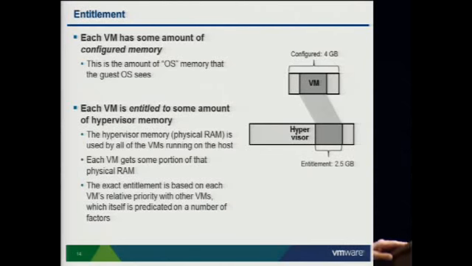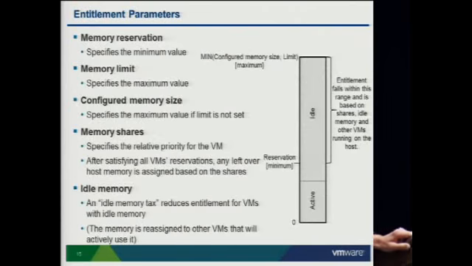Now, how is entitlement computed? Well, it looks at a number of different parameters, most of which you're probably familiar with. It uses the reservation. That sets the minimum bar for entitlement. It uses the limit and the configured memory size. Those two set the upper bound for the entitlement. It uses shares. That helps figure out where in the middle it falls. It also uses something called the idle memory tax. You may have heard of this. So the concept behind this actually is that we want the physical RAM of the host to be used by VMs that are actively using that memory.